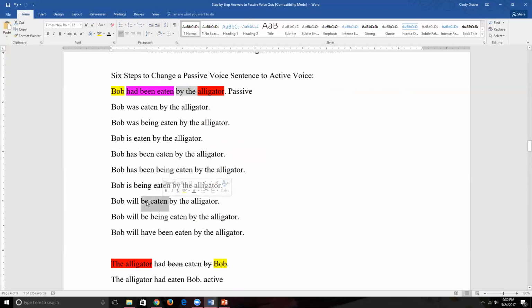So when we translate these sentences to active voice, we don't want to lose the information the tense is giving us. We know, for example, Bob will be eaten by the alligator means something different than Bob was eaten by the alligator. We know this is something that's going to happen in the future, and this is something that has already happened.